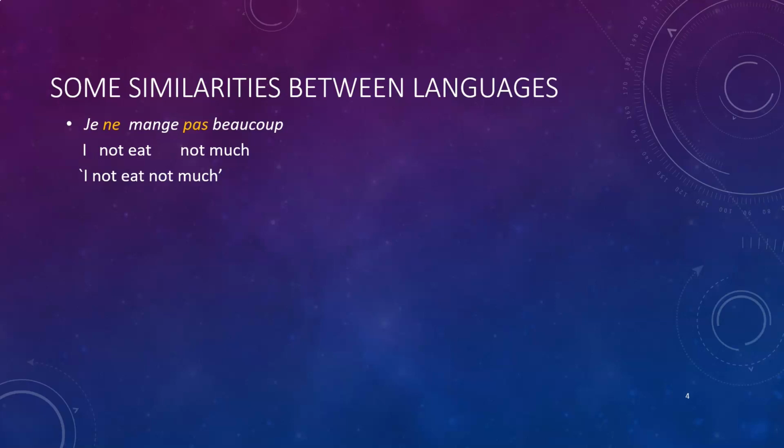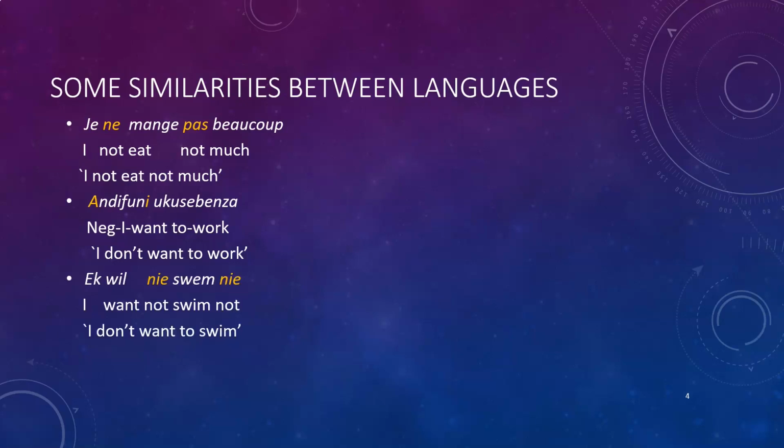Interestingly enough, Xhosa also has a double negation. In the sentence andifuni ukusebenza, the a prefix indicates negation, and the e suffix indicates negation as well. So in a way it is similar to French because the verb is sandwiched between two negative particles. We can see a similar process at work in Afrikaans. Ek wil nie swem nie. Here again the verb is sandwiched between the first nie and the second nie.